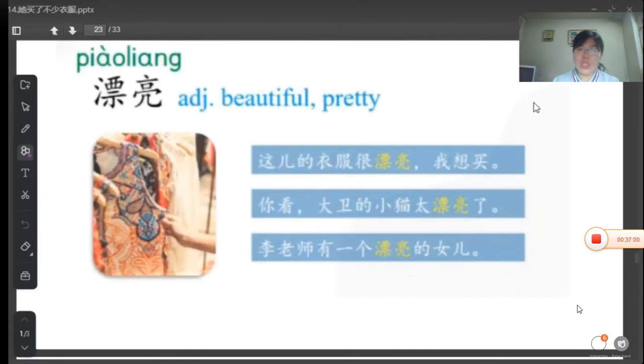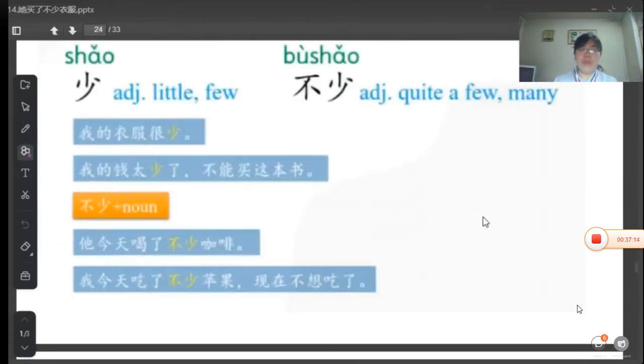Okay, 少 and 不少. 少 means little or few. It's an adjective. 我的衣服很少。My clothes are few. 我的钱太少了。I have little money. 太少了，不能买这本书。Actually 太少 is close to don't have, because it's just a little. I cannot afford this book.